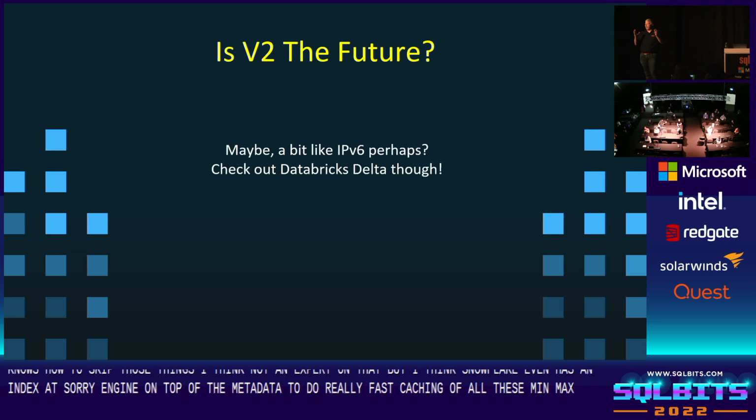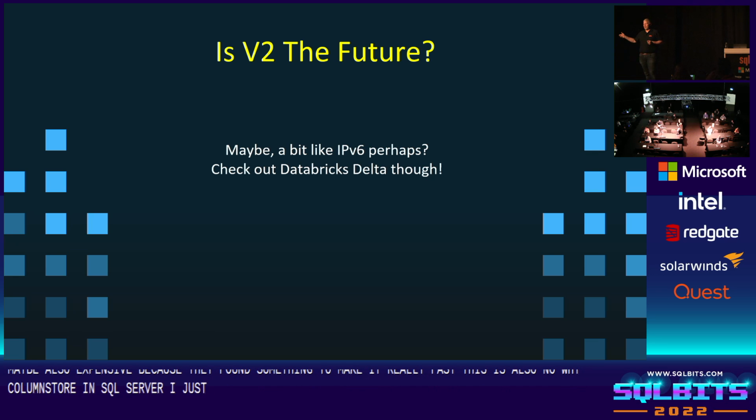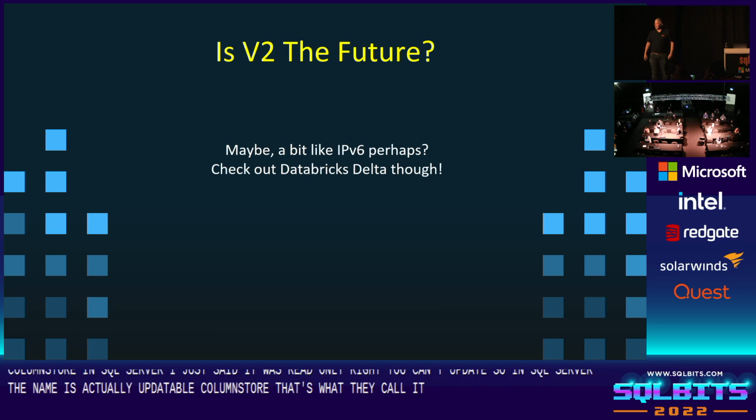So they can go really, that's why Snowflake is so fast, and probably maybe also so expensive, because they found something to make it really fast. This is also why column store in SQL Server, I just said it was read-only, right? You can't update it. So in SQL Server, the name is actually updatable column store. That's what they call it. But it's not what it does.